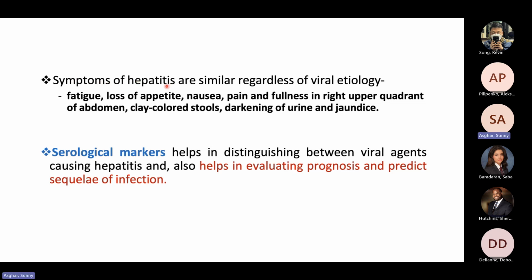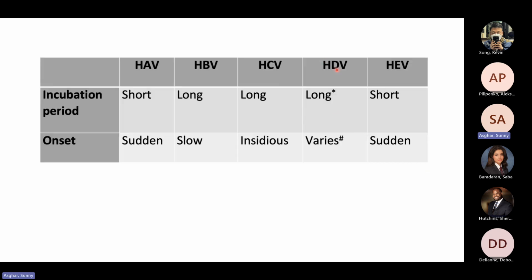So, symptoms of hepatitis. How do we know that a person has hepatitis? We're going to see fatigue, loss of appetite, nausea, pain and fullness in the right upper quadrant, clay-colored stools, darkening of urine, and jaundice. Serological markers are what's really helpful in distinguishing the difference between hepatitis A and B and so forth. But I believe we see hepatitis D more in pregnancy. And hepatitis D can only occur if you've had hepatitis B. Otherwise, you won't get hepatitis D.